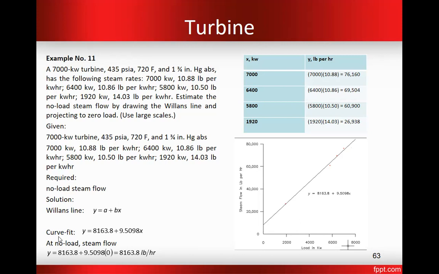So, curve fitting, y is equal to 8160.8 plus 9.5098x. Yan. Ito yung line na papasok dyan. So, at no load, steam flow. I-zero mo yung x. So, y is equal to 8160.8 plus 9.5098 times 0 is 8160.8 pounds per hour. This is now your answer. Okay.